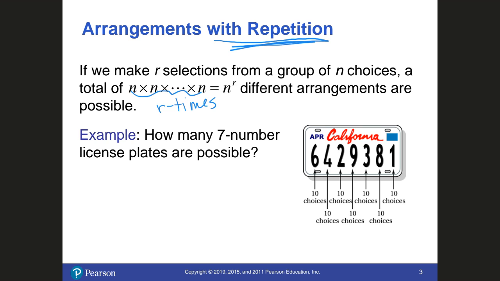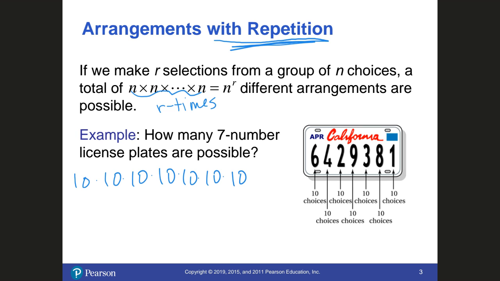Just look at this. How many 7-number license plates are possible? Well, as is shown in this picture right here, for the first number, there are 10 choices. For the second number, there are 10 choices. For the third number, there are 10 choices because we can choose the same number over and over and over. So how many 7-number license plates are there? Well, 10 choices for the first, times 10 for the second, times 10 for the third, times 10 for the fourth, times 10 for the fifth, sixth, and for the seventh.